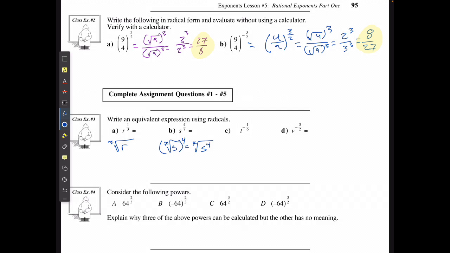For example C, the first thing I'm going to do is get rid of the negative and say this would be 1 over t to the 1 over 6, which is the same as the sixth root of t in the denominator. And for example D, same thing. 1 over v to the 3 over 2, which is the same as 1 over the square root of v to the power of 3.